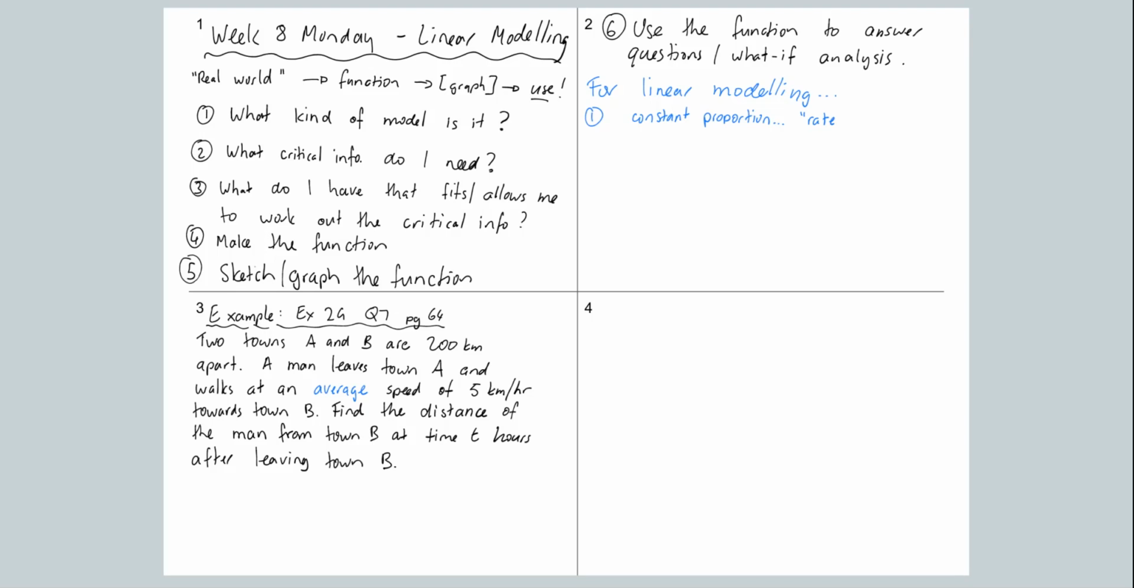You're looking for a rate or something like that. Something which gives you the idea that something is changing constantly at the same rate. Could be something like a speed, could be lots of different things.